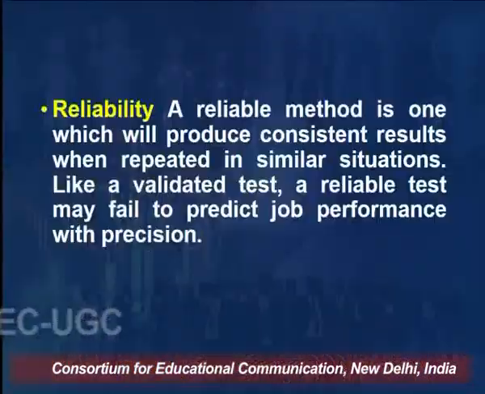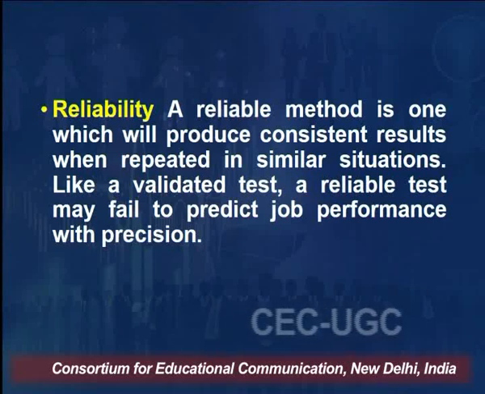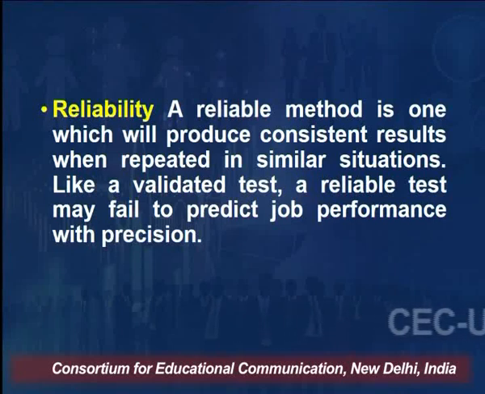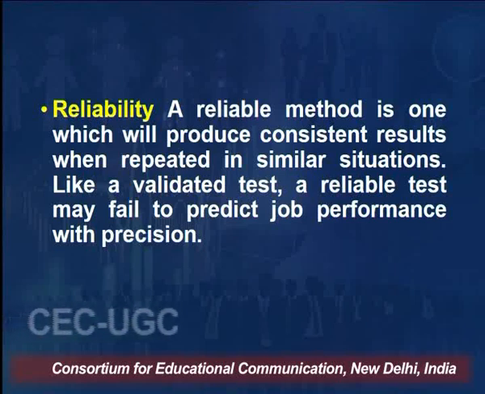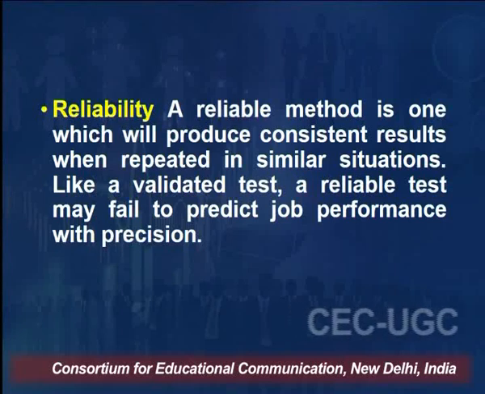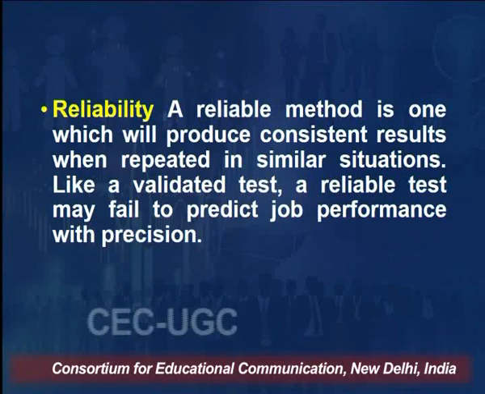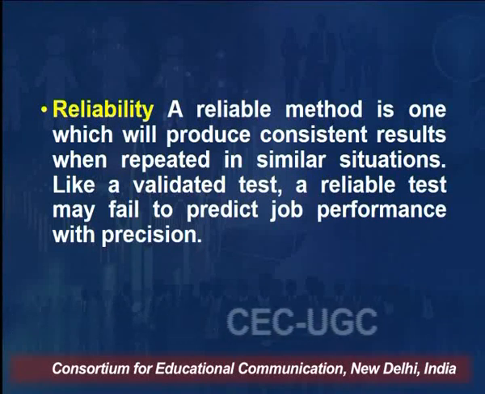Then is reliability. That also we have learned. A reliable method is one which will produce consistent results when repeated in similar situations. So like a validated test, a reliable test may fail to predict job performance with precision. So these two, validity and reliability, are important, but we cannot 100% rely on these.